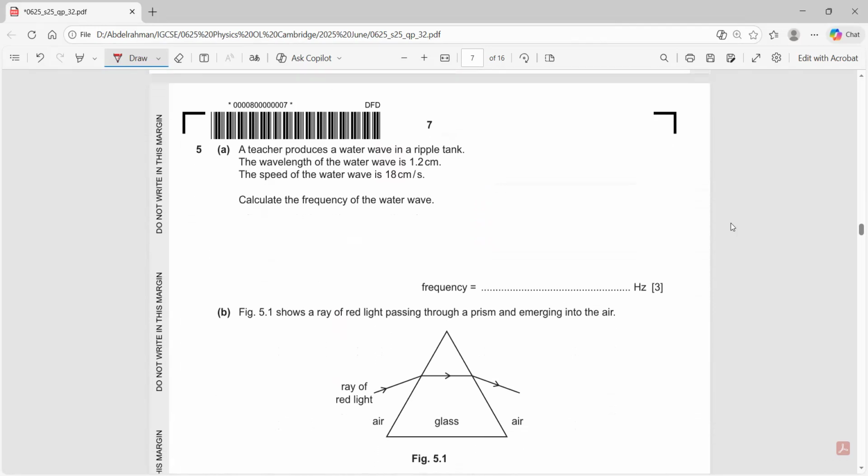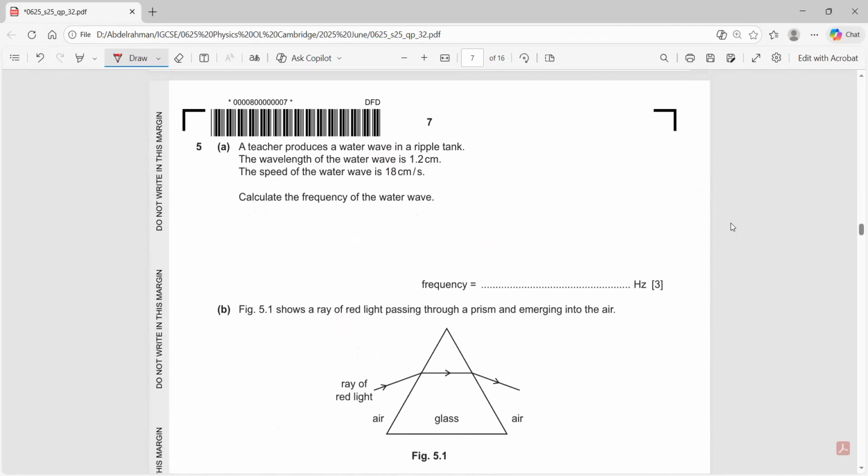Question 5. Can I find the frequency of the wave? Yes, the frequency would be equal to the speed divided by the wavelength. The speed is 18 divided by 1.2. This gives you a frequency of 15 hertz.